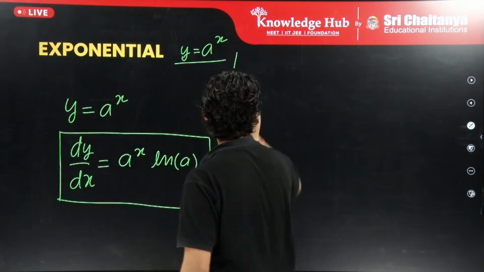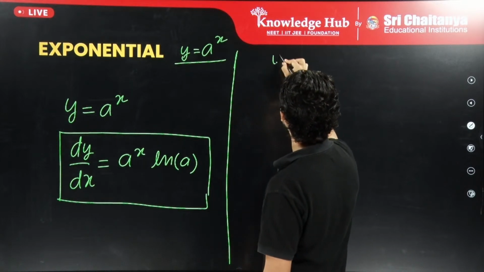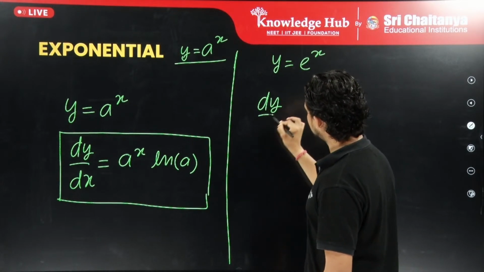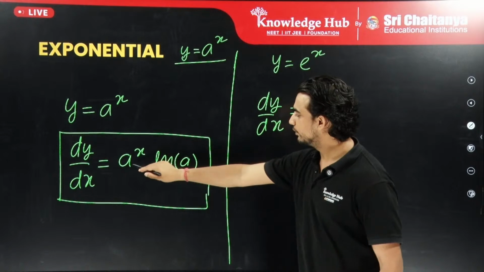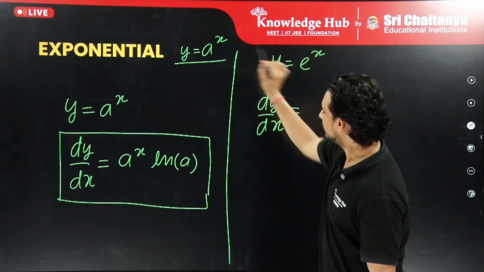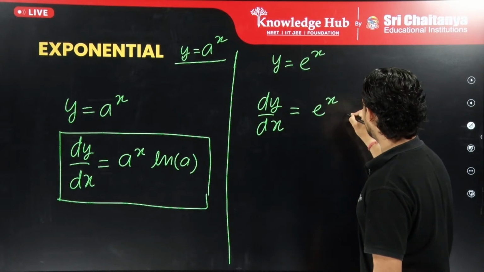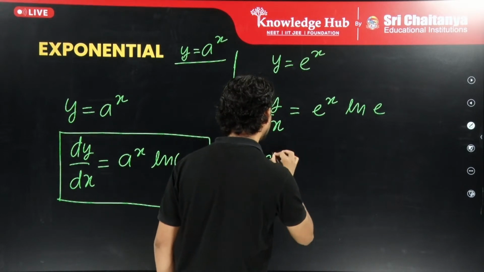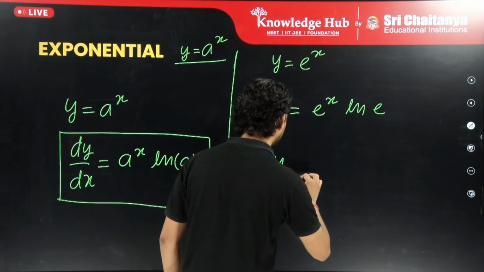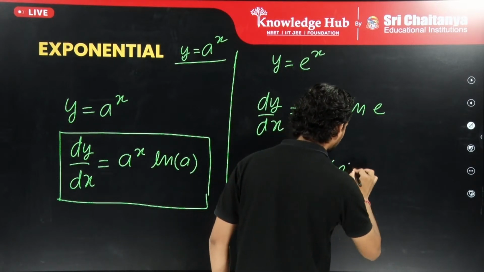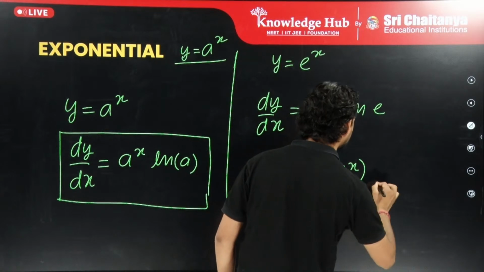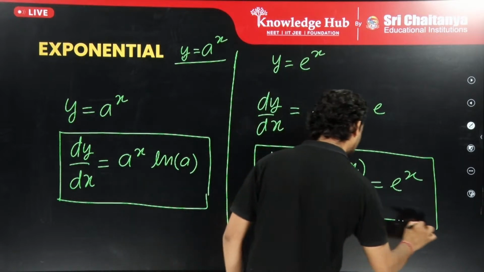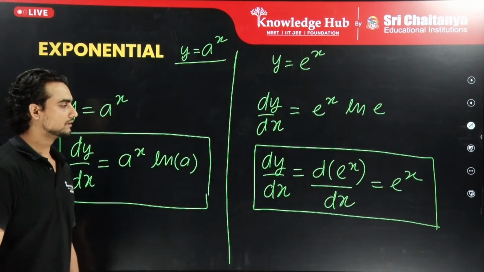Now if I substitute this a with e, so y equals e raised to x, dy by dx will be equal to, just substitute a with e, e raised to x ln e. And what is ln e? ln e is 1. So dy by dx, that is differentiation of e raised to x with respect to x, is e raised to x itself. Please keep this formula in mind.